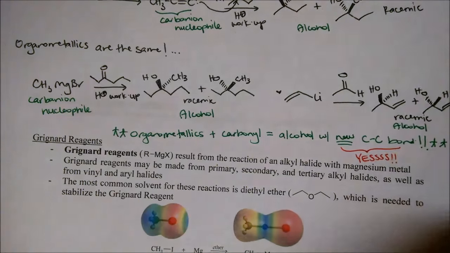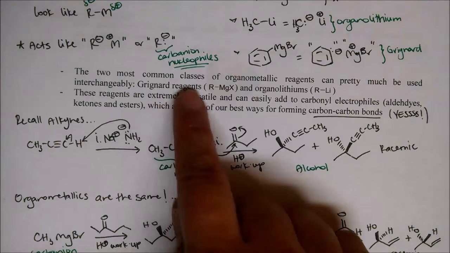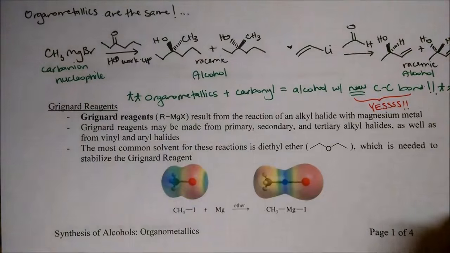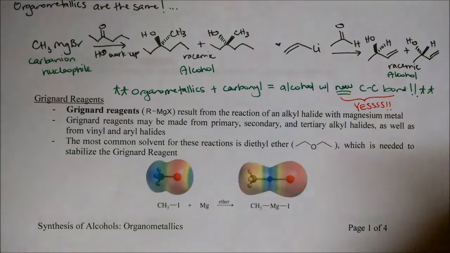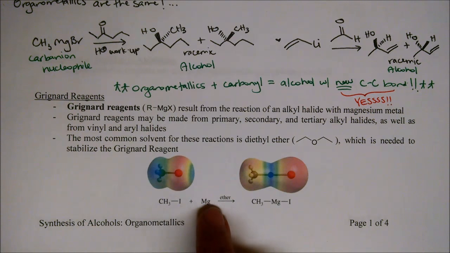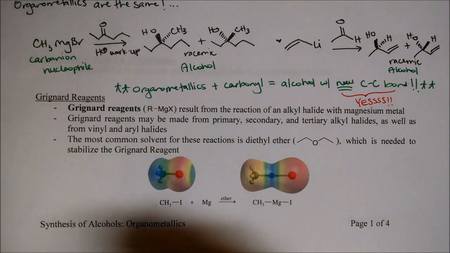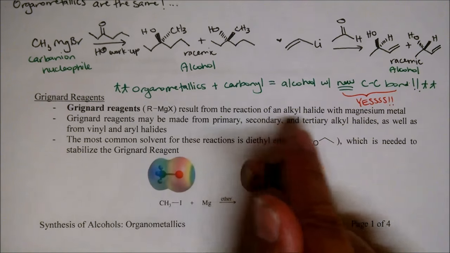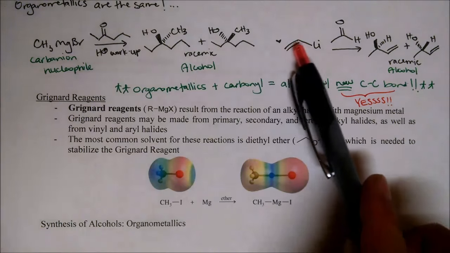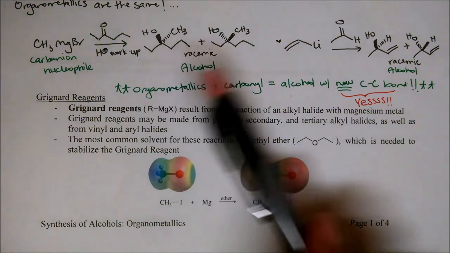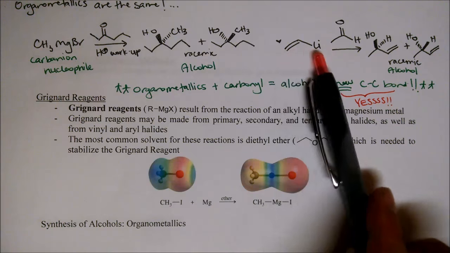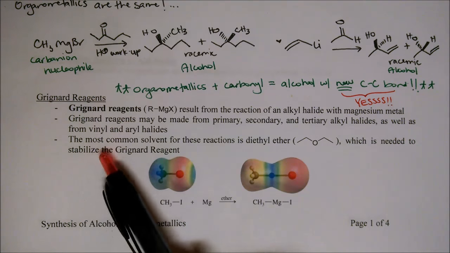Yay! Okay, so again, there were two main classes, right? The Grignard reagents and the organolithium. So let's look at these and kind of look at their similarities and their differences. In the end, they're just very, very similar. So Grignard reagents result from the reaction of an alkyl halide with magnesium metal. That's all you do. You throw in your alkyl halide, magnesium, and you get a Grignard. It's that simple, okay? These can be made from primary, secondary, and tertiary alkyl halides, as well as vinyl and aryl halides. Here is our vinyl halide, okay? Sorry, vinyl lithium. So if we just imagine lithium being an X, there's our vinyl halide. And aryl one just has an aromatic group, has a benzene, okay?